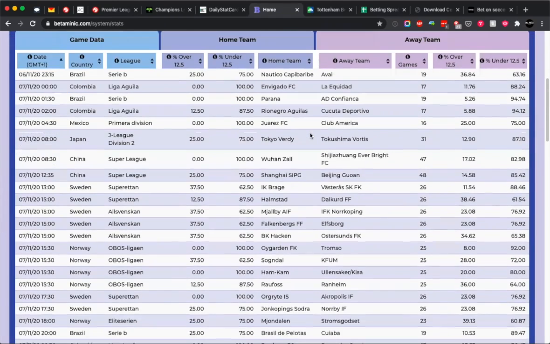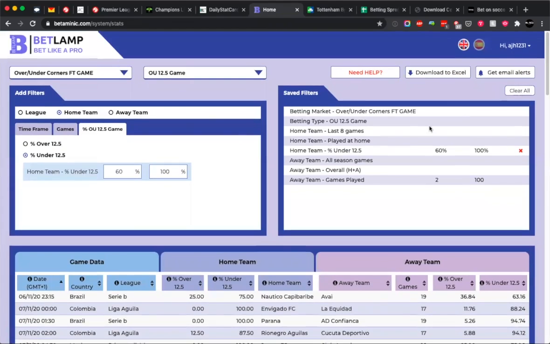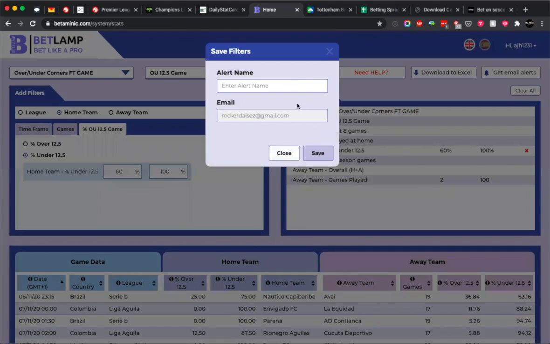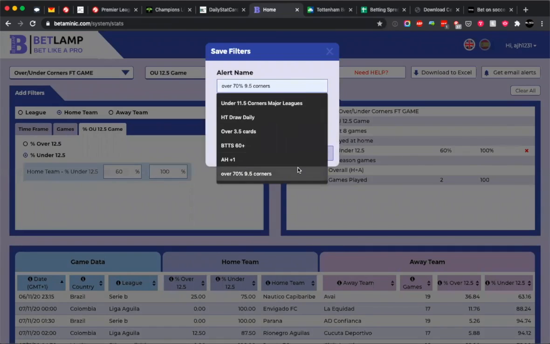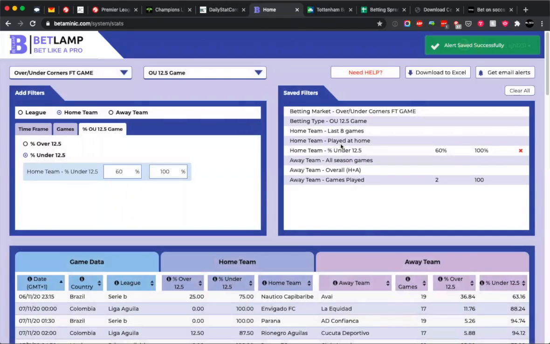So you can see here that, for example, in Colombia, there's a lot of teams that have an under 12.5. Now, what I like about BetLamp is that you can sign up for email notifications. So you can give it a name. As you can see, I've had a few that I've signed up for. So I could say under 12.5 Major League. So when I save it, what will happen, and I guess I do have that one already, so I'll say this one is under 12 corners. So what happens is I'm going to get an email alert every time there are games that fit my criteria. So you see my little filters here.